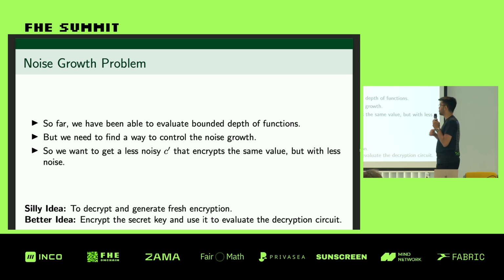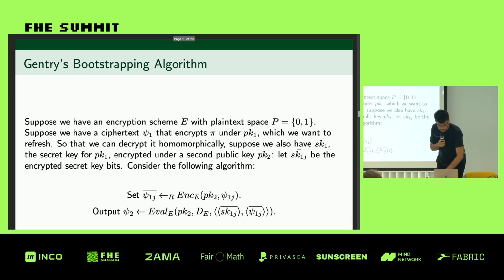So okay, we needed to find a way to get rid of this problem and to control the noise growth. A silly idea would be to decrypt the ciphertext and encrypt with another secret key and have a fresh encryption. This is silly because we don't want to decrypt. We want to do everything without decrypting. A better idea is to encrypt the secret key and use that encrypted secret key to evaluate the decryption circuit of the encryption scheme on the ciphertext. So let's see how it works.